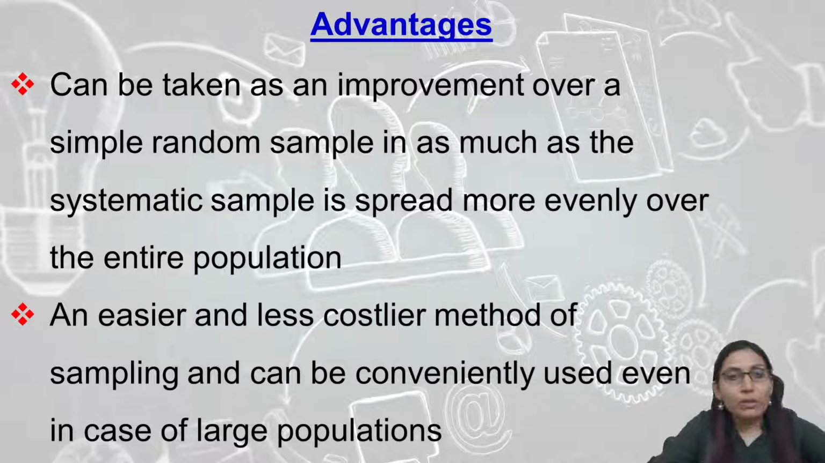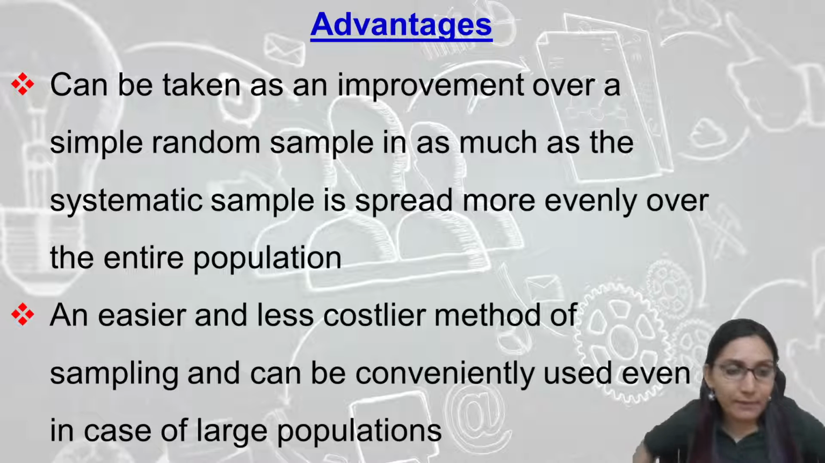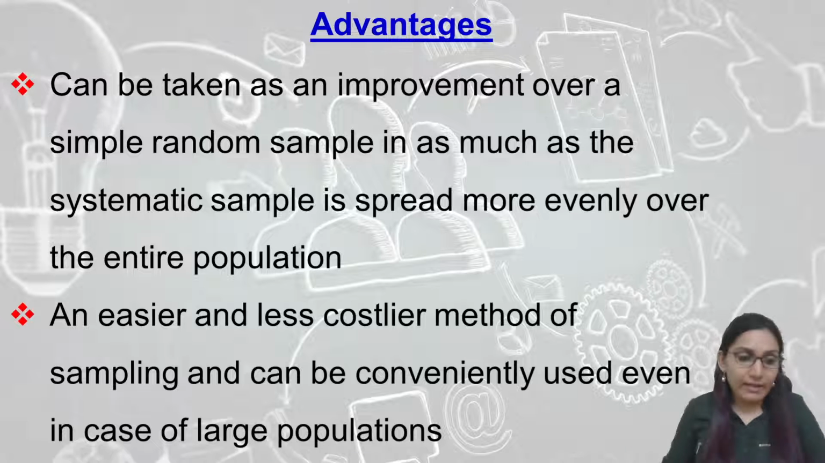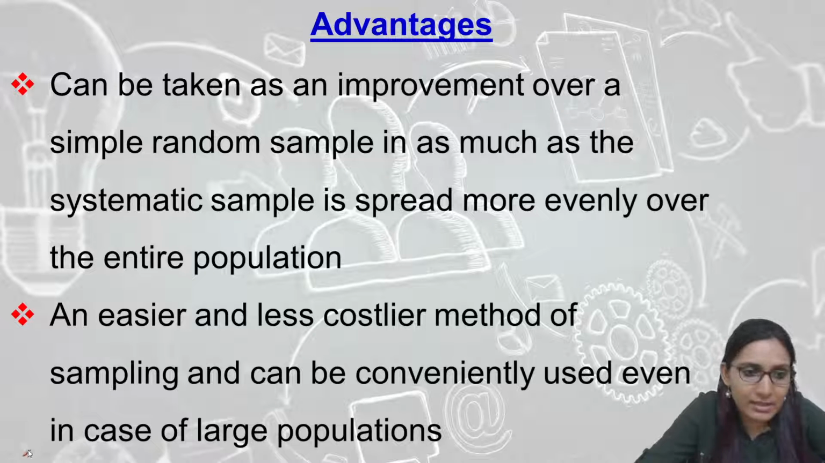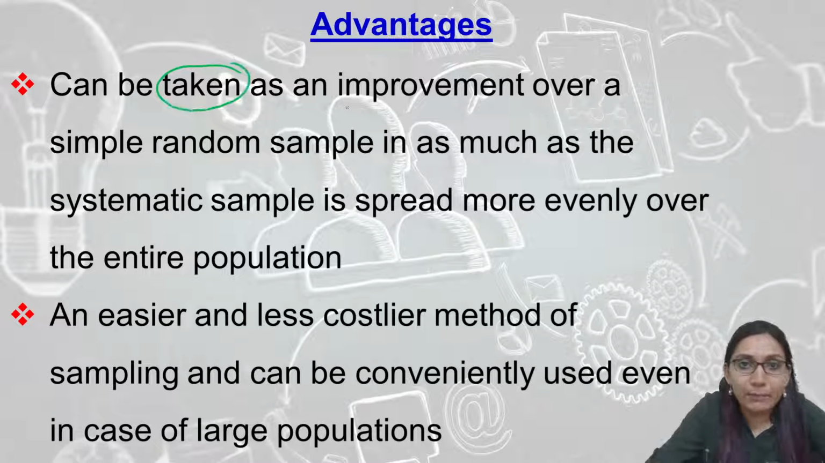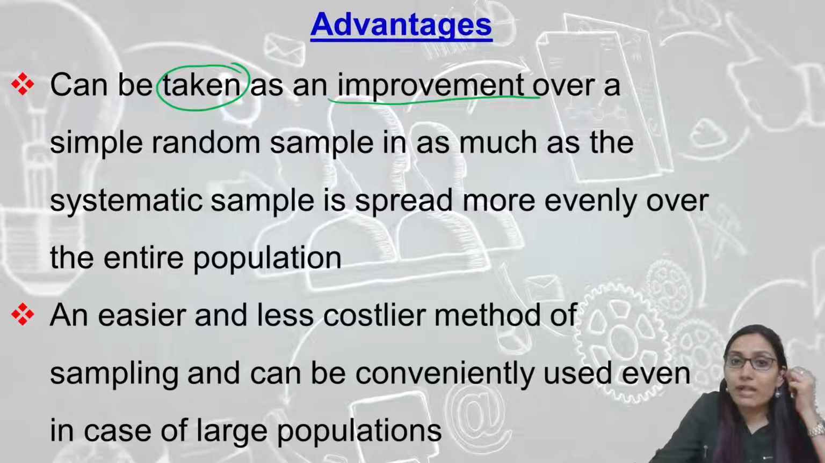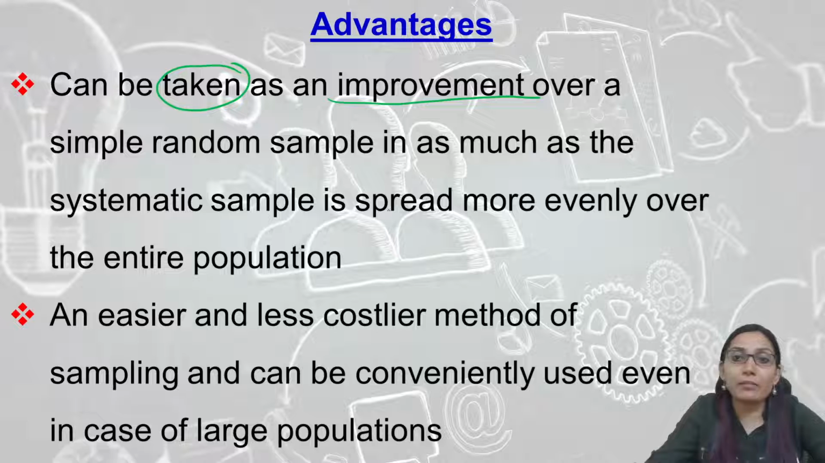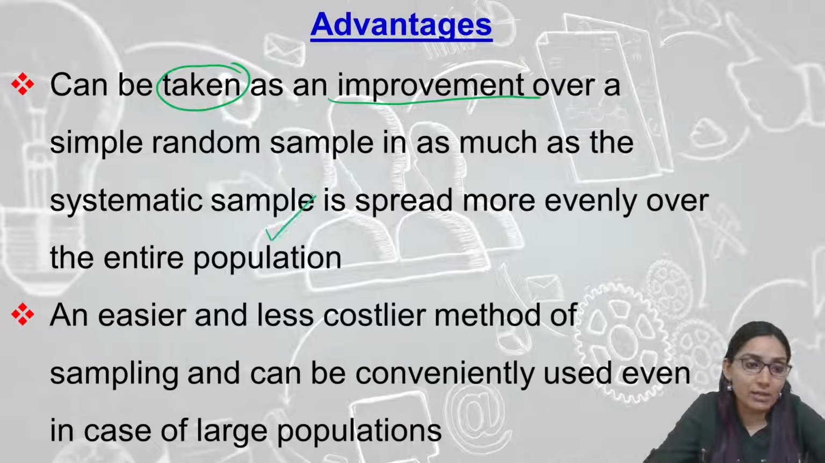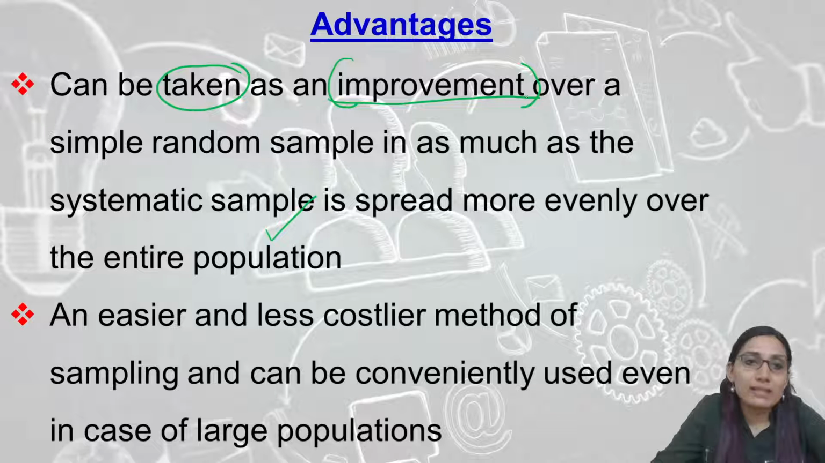Now, what are the advantages of systematic sampling? So, here we will see what are the advantages of systematic sampling. The first one: it can be taken as an improvement over a simple random sample inasmuch as the systematic sample is spread more evenly over the entire population.